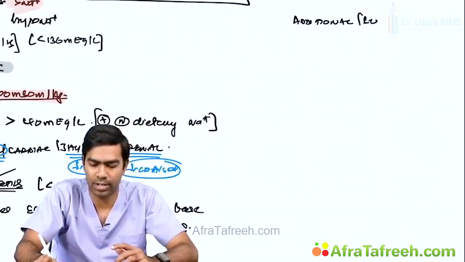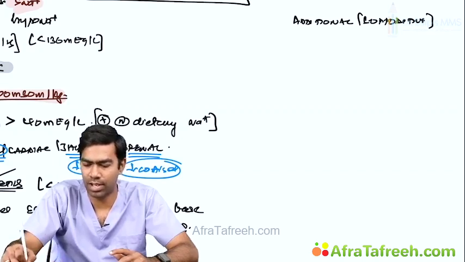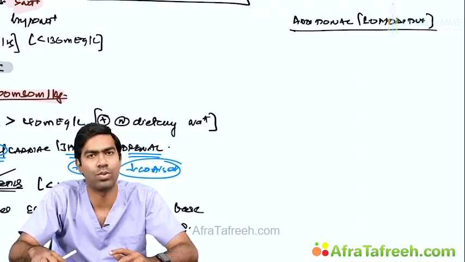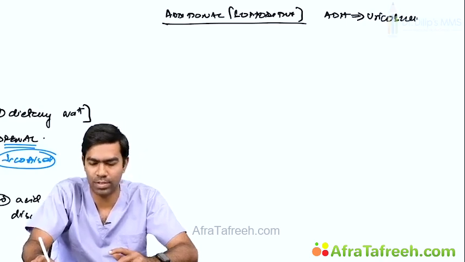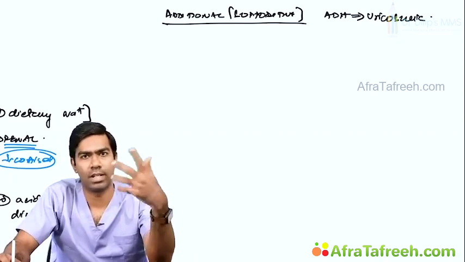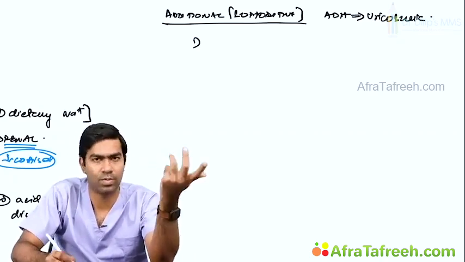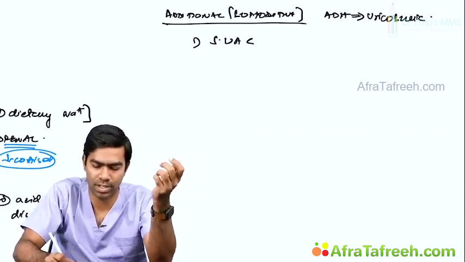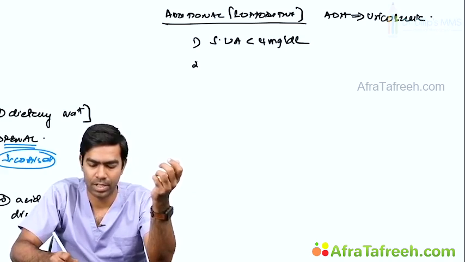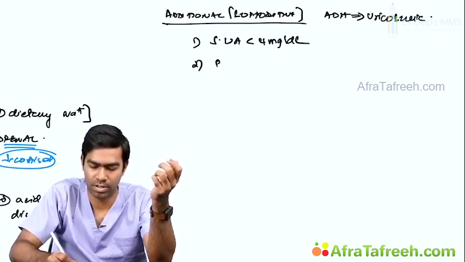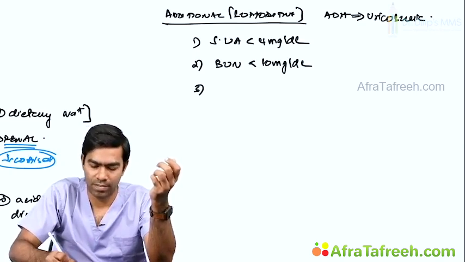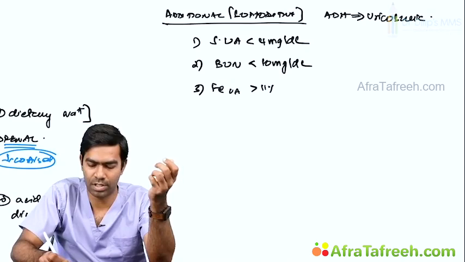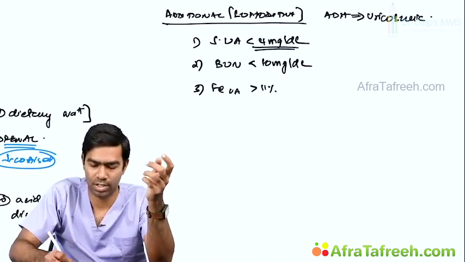There are some additional, or supportive, criteria. What are the supportive criteria? The first thing to understand is that ADH is a uricosuric agent. It's a very good uricosuric agent, which means it reduces the serum uric acid by increasing uric acid excretion. So the first point about the additional criteria: the serum uric acid will be less than 4 milligrams per deciliter. Second, the blood urea nitrogen will be less than 10 milligrams per deciliter. And the fractional excretion of uric acid will be more than 11% because of the uricosuric effect.